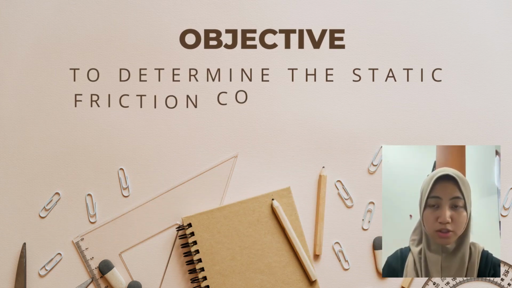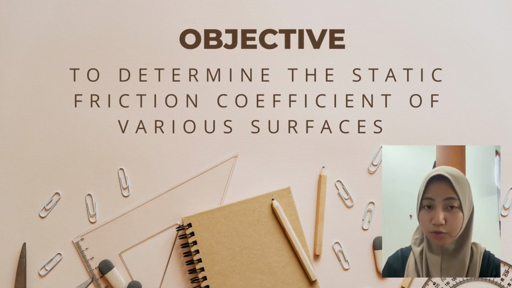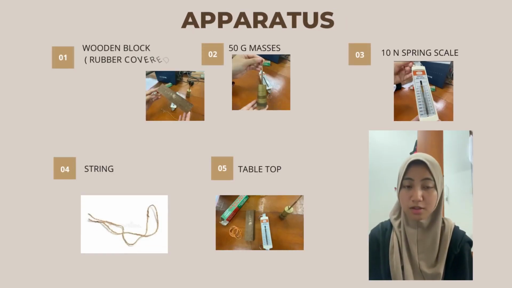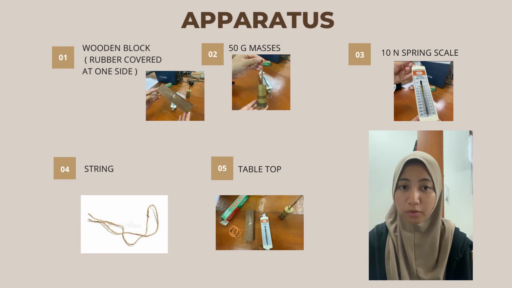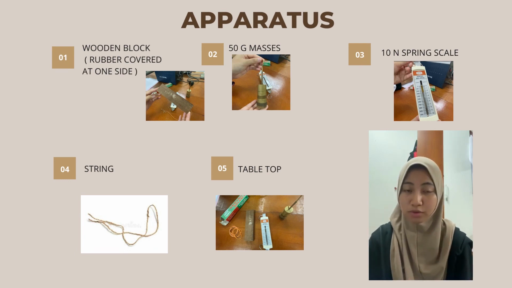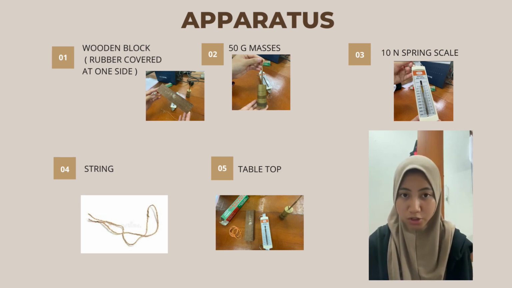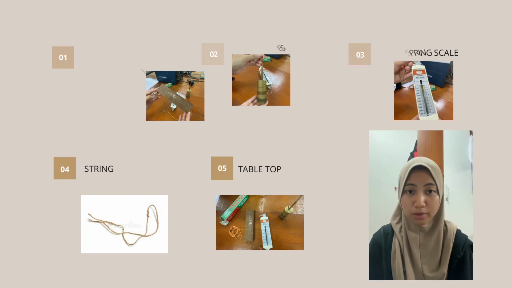Objectives are to determine the static friction coefficient of various surfaces. The apparatus. Number 1, a wooden block, rubber covered at one side. Number 2, 50 gram masses. Number 3, 10 Newton spring scale. Number 4, string. And number 5, tabletop.